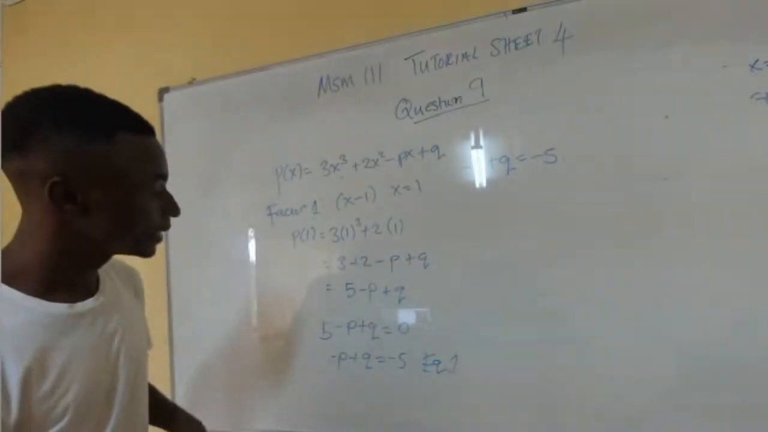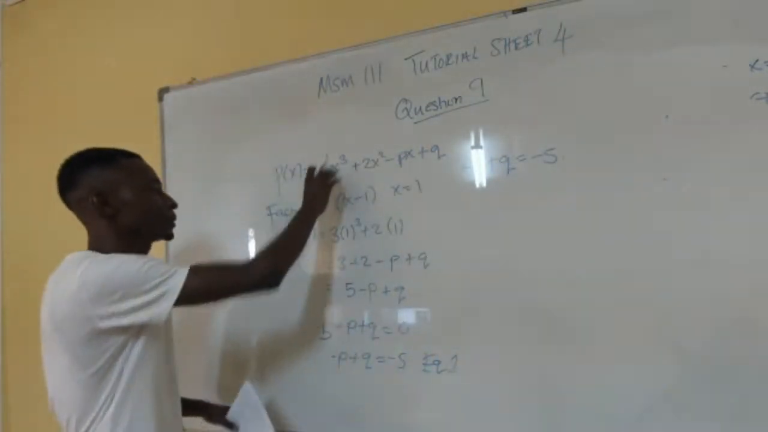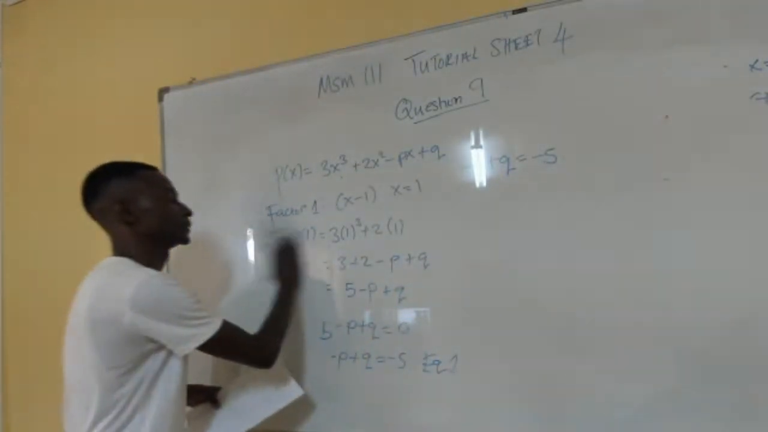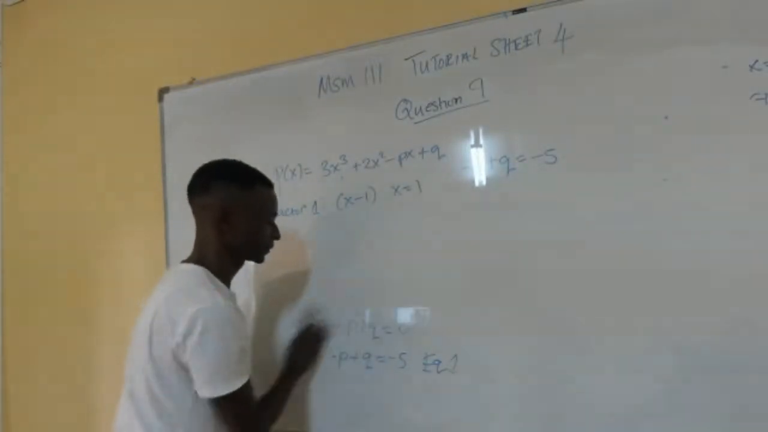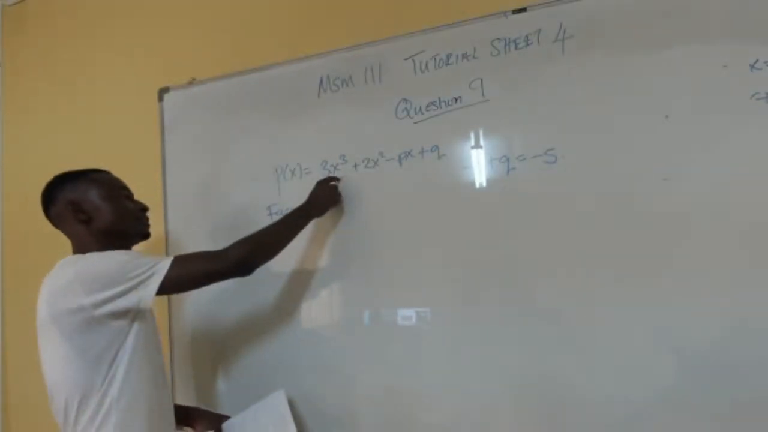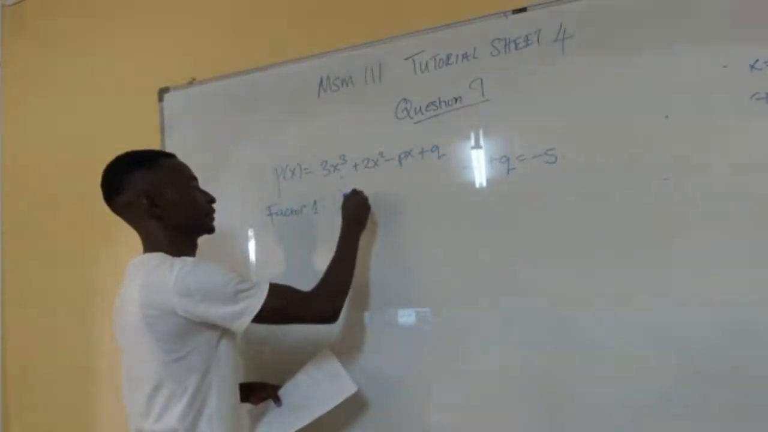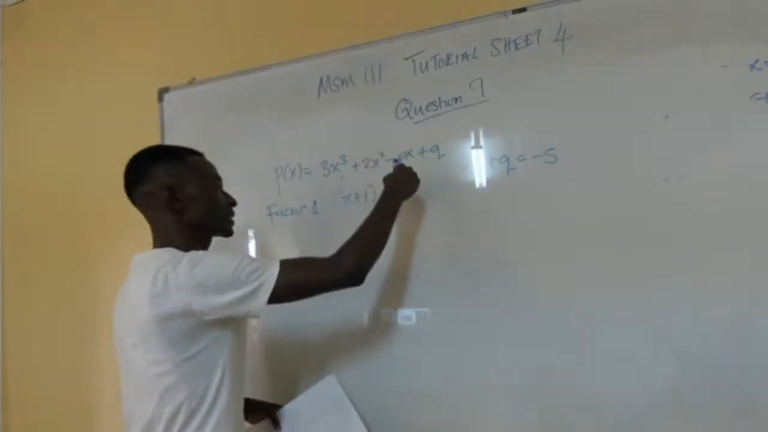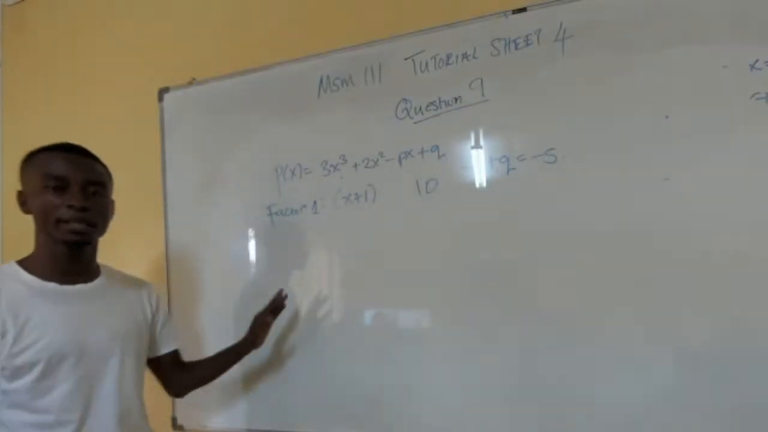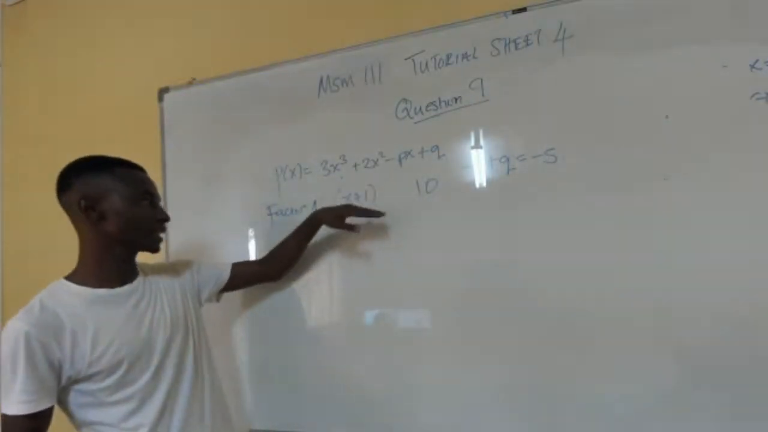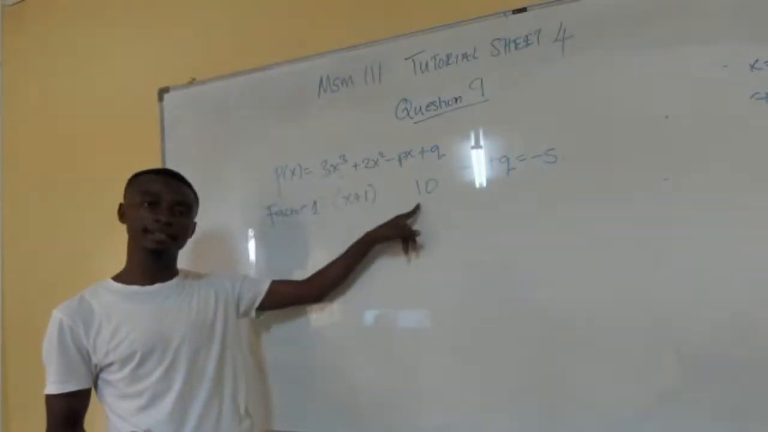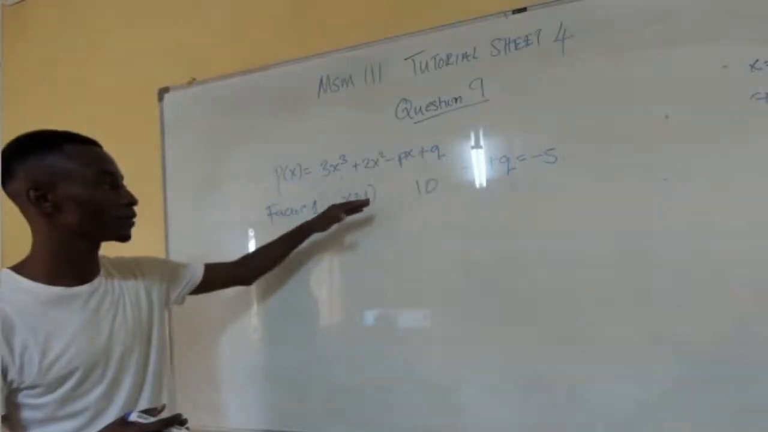The question is saying, if this same polynomial is divided by x plus 1, it is giving us a remainder of 10. For the first one, the remainder was not given. Now for the second factor, the remainder is given. If this one is divided by that, our remainder is 10. So now let's solve for this one.